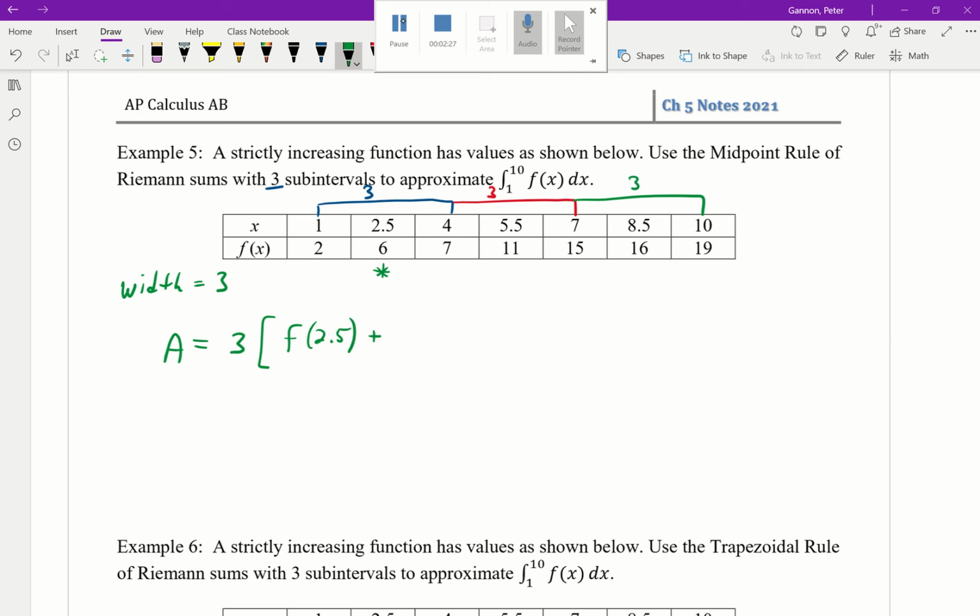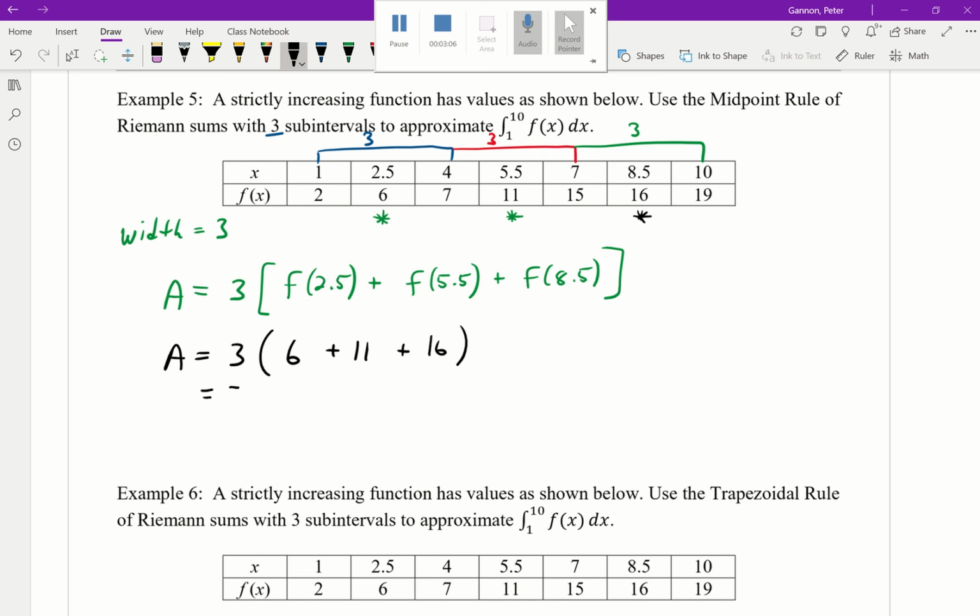Our next subinterval is from 4 to 7. The midpoint is 5.5. So we're going to use f of 5.5. And our final interval is from 7 to 10. The midpoint is 8.5. So we're going to use f of 8.5. And that right there would essentially be our formula for the area. And if we just go ahead and plug in the given values, so f of 2.5 is 6, f of 5.5 is 11, and f of 8.5, which I did not put my little asterisk, is 16.